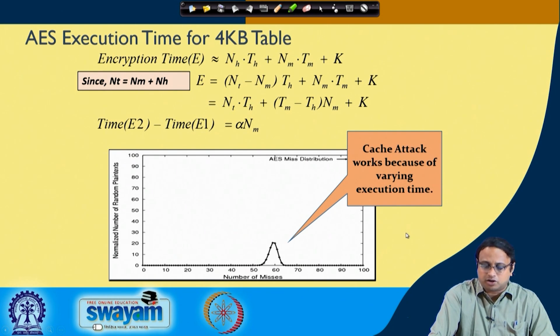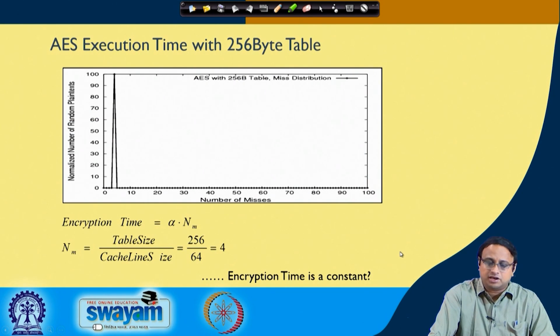On the other hand, it is very interesting to know, cache attacks we suspect will work because of this kind of varying execution time. What if I implement AES with a very small table, like maybe 256 bytes? That means I just implement the SBox table, and the other things I do by computations. If you repeat this experiment, then you can expect that now the number of misses will become a constant, because this table size is now 256 bytes.